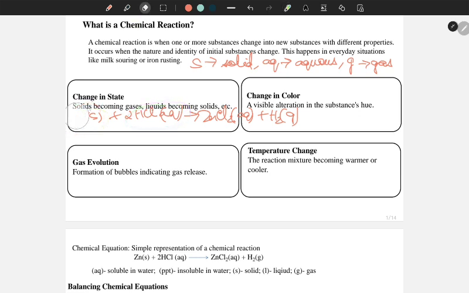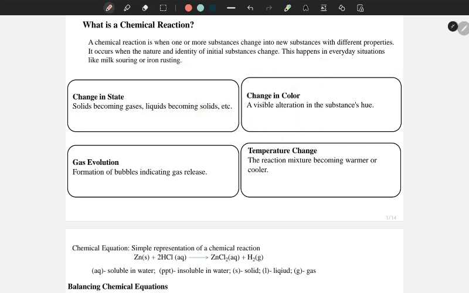Okay, now let's come to the next point, that is change in color. What does change in color mean? Change in color means a visible alteration in the substance hue, right? So when the color of a reaction changes, then we can say a chemical reaction is taking place. So let's see an example. Copper sulfate is normally a blue color solution, but when we add zinc to it, it becomes colorless.